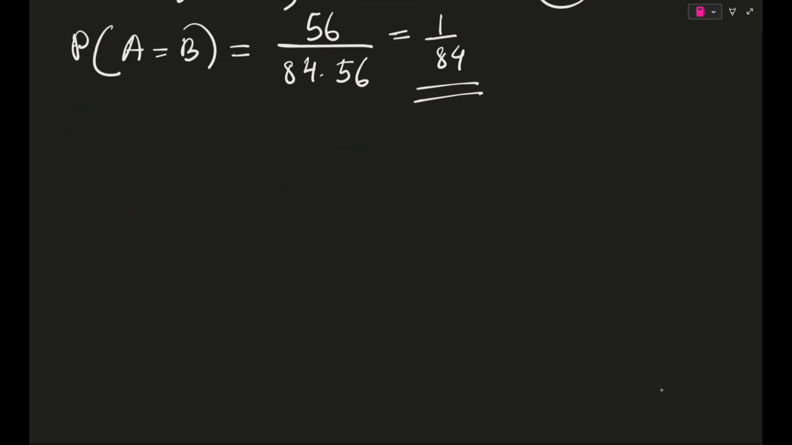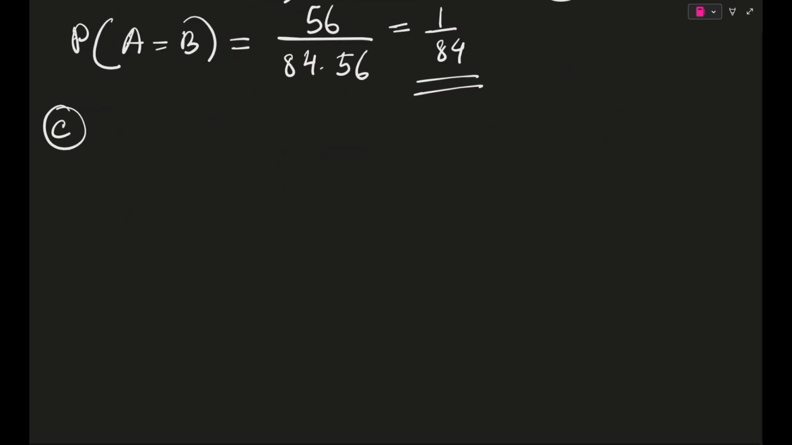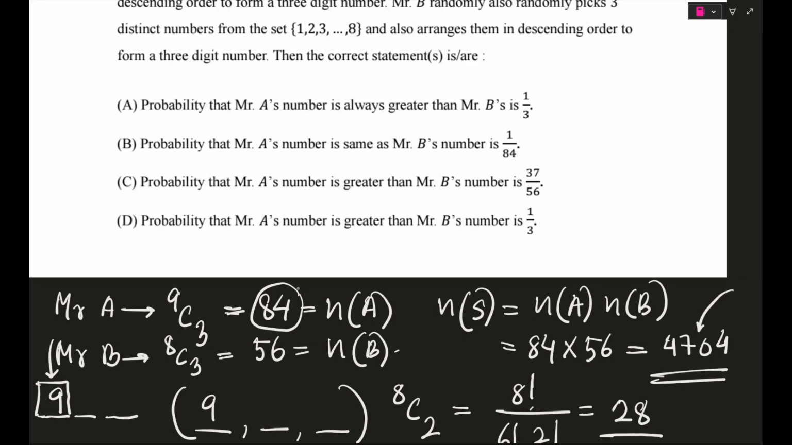Okay, so moving on to option number C, where option C says the probability that Mr. A's number is greater than Mr. B's number is 37 by 56. Okay, so basically I brought you back to the screen because there is a huge twist. This question is a perfect representation of the fact that if you don't read your questions properly, you will make mistakes which will make you cry like anything. You will later on cry like what I did.